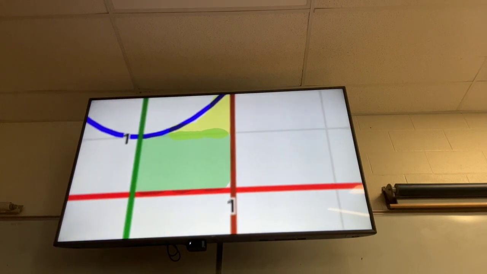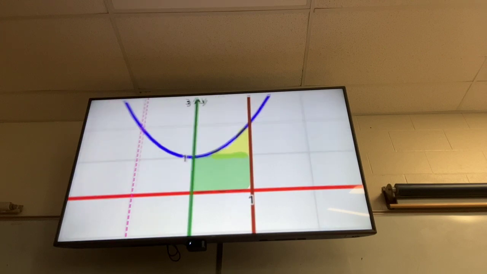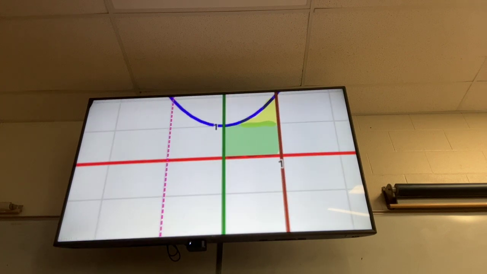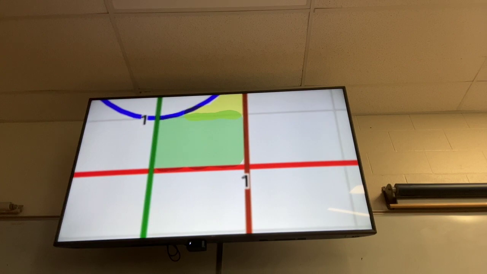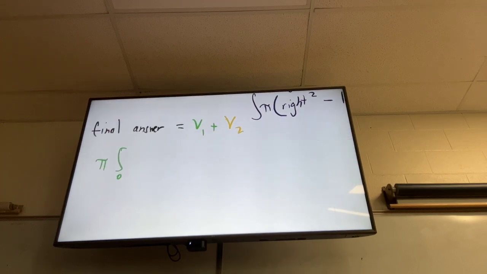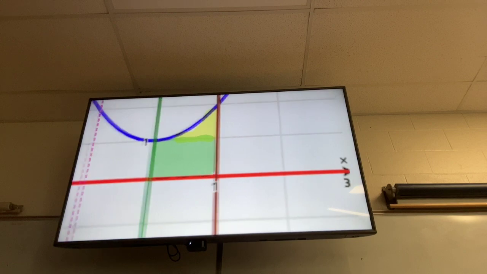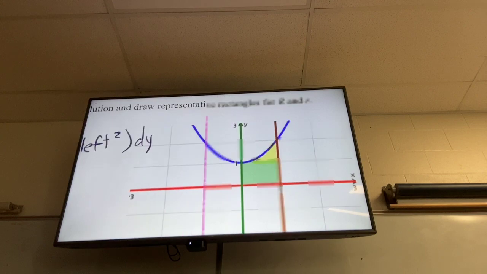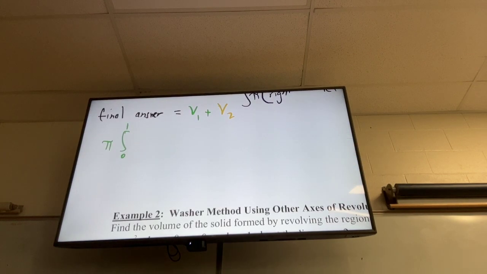So in the green region, I've got to split this up. Here's why I've got to split this up. We'll see. So it's going to be pi times the integral from, what do my y's go from in the green region? What's the bottom y in the green region? 0 to 1. What's my right curve? What's the graph of the line on the right? Yeah, so 1 squared minus -1 squared, and that's an integral with respect to y.